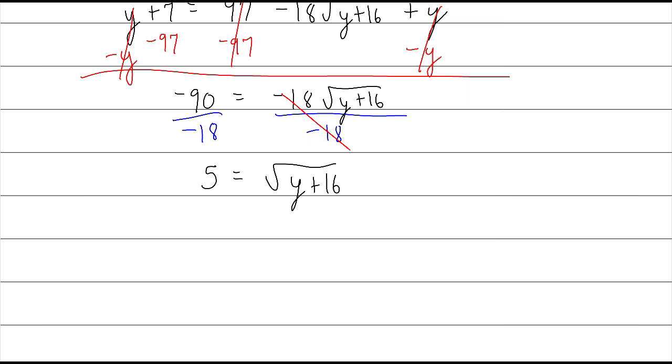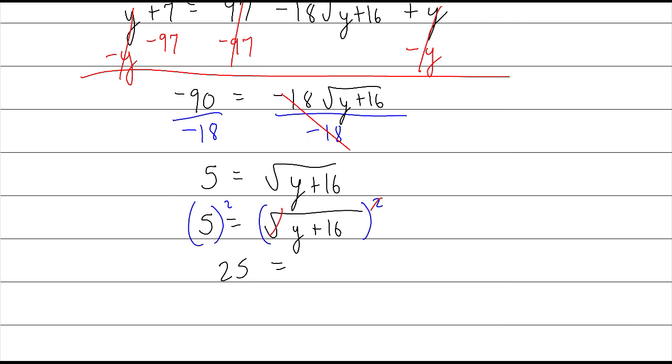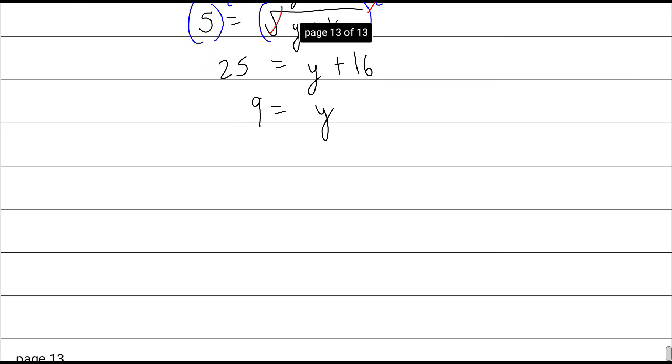Because all I have to do now is get rid of that square root by squaring both sides. So 25, 5 squared, 25 is equal to, square root cancels out with the square, y plus 16. Subtract 16 from both sides and I get 9. 9 is maybe my solution. I still have to check it.